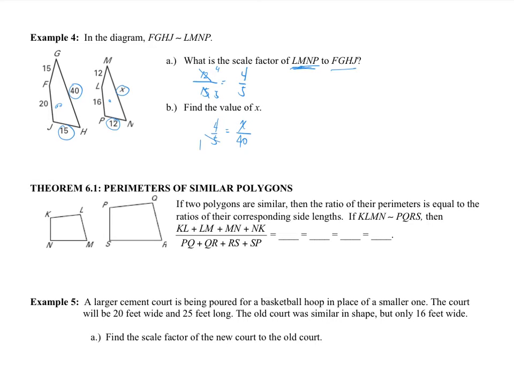And I could first simplify and then do a cross multiply. So x is 32.